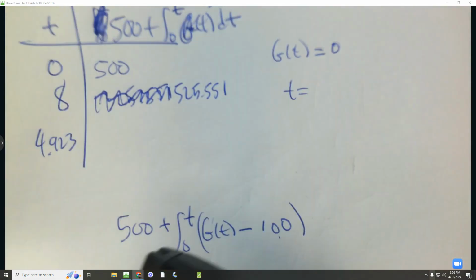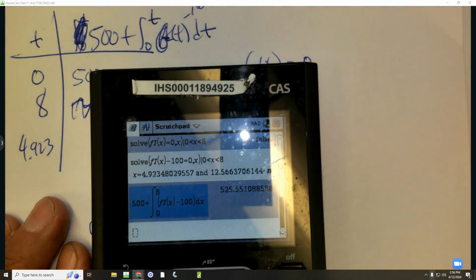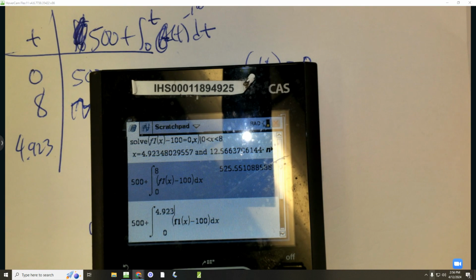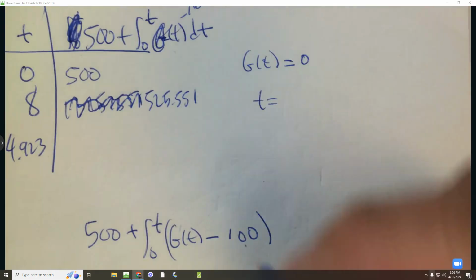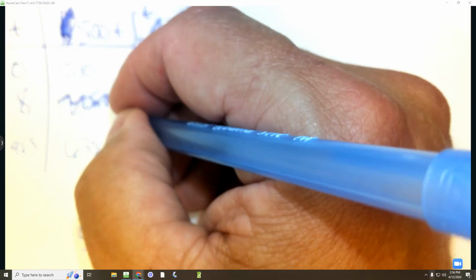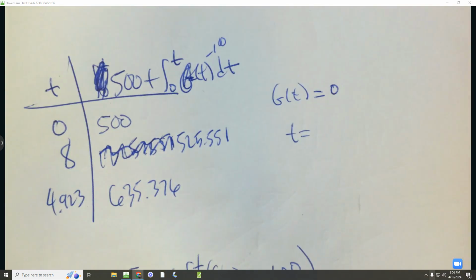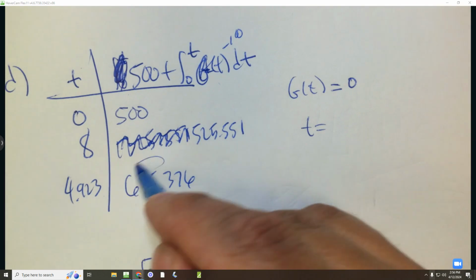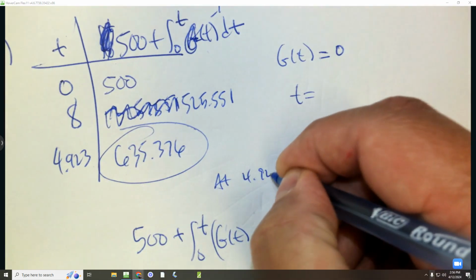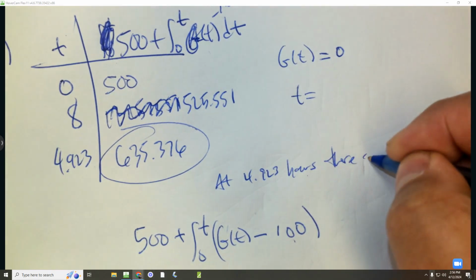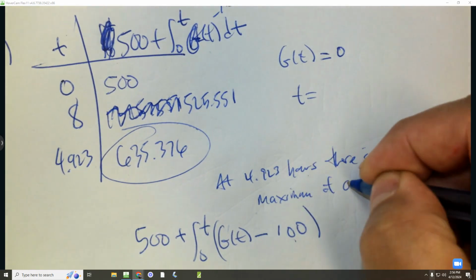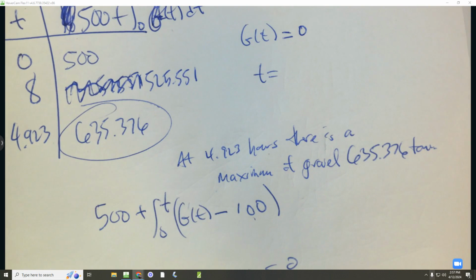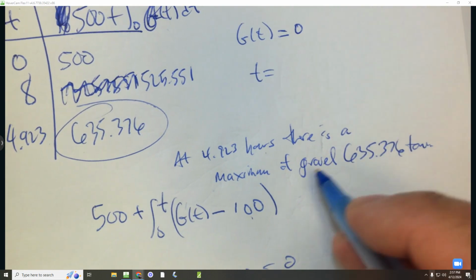Now I'm going to do the same thing for 4.923. At 4.923, you get 635.376. Then the question is, what is the maximum amount? And this is the maximum amount right here. So at 4.923 hours, there is a maximum amount of gravel, 635.36 tons. Oh, and it just asked for the maximum amount. So the maximum amount of gravel is this.